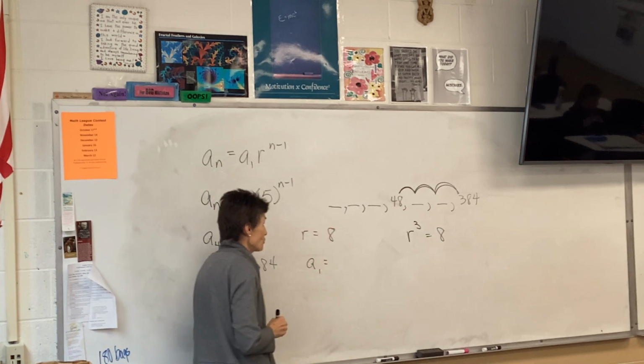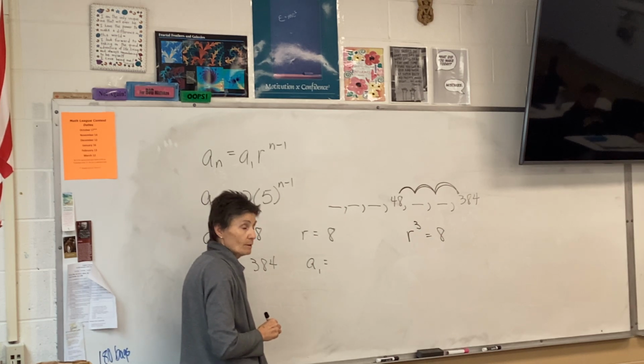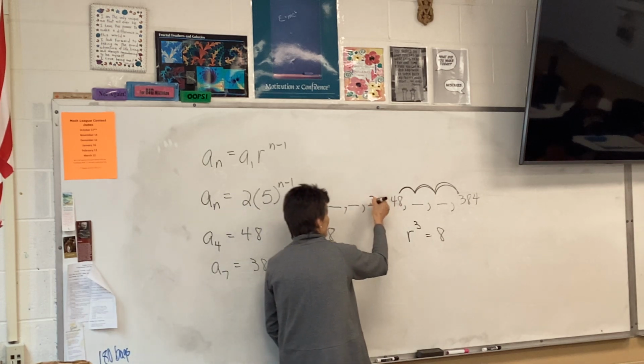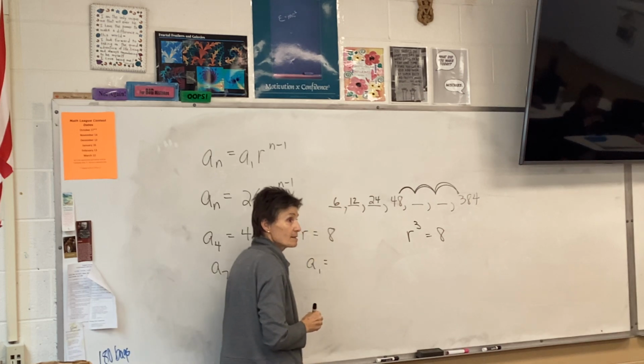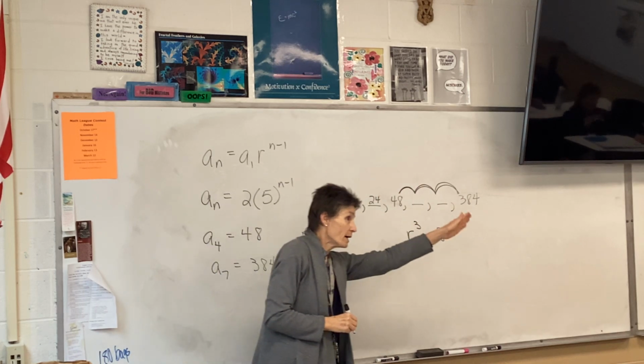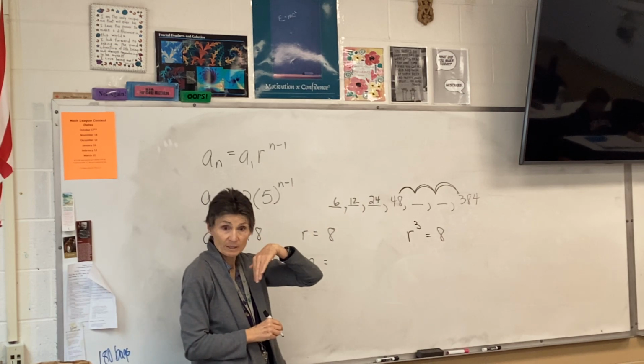Alright, what's my first term? 6. How did you get 6? I went backwards. So this one would be 24, this one would be 12, and this one would be 6. Because to go that way, we times by 2. So doesn't it make sense that going this way, we would divide by 2?